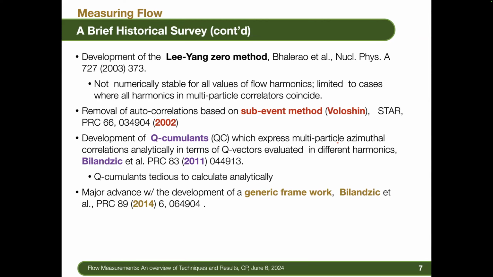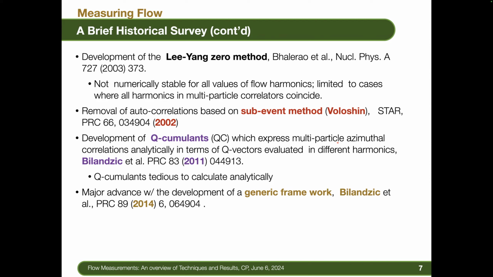And then another substantial progress was achieved again by Voloshin when he introduced the so-called sub-event method, in order to reduce non-flow correlations in the measurement of collective flow.